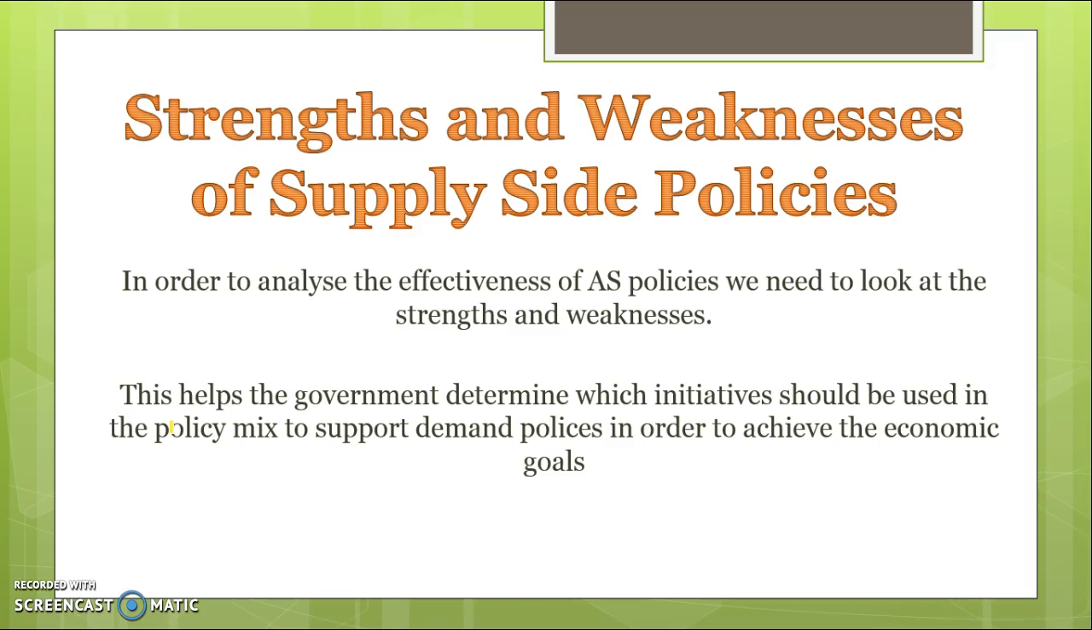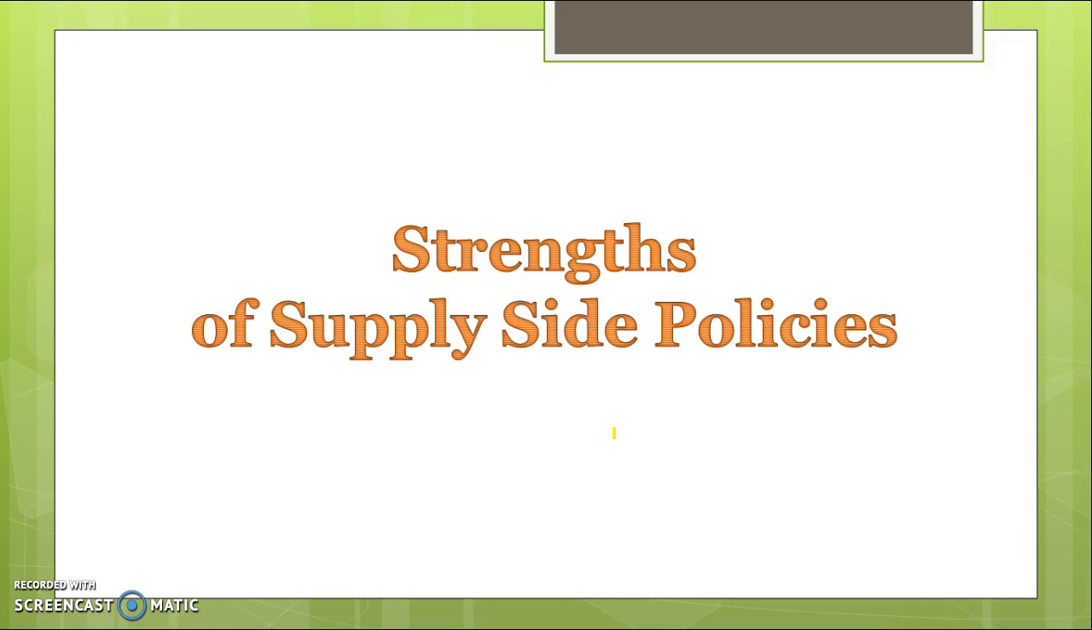So in order to analyse the effectiveness of aggregate supply policies, we need to look at the strengths and weaknesses, which will help the government determine which initiatives should be used in the policy mix to support each of the economic goals. So in the first video, we're going to look at the strength of supply side policies.